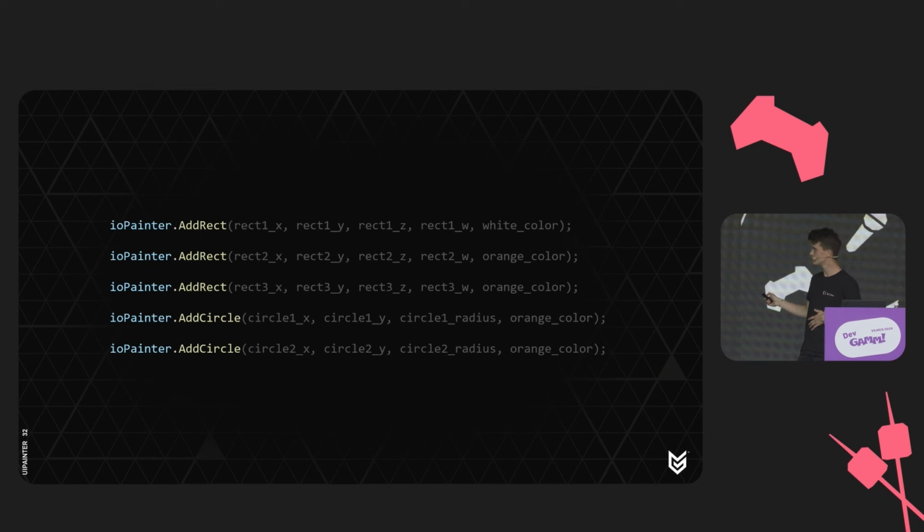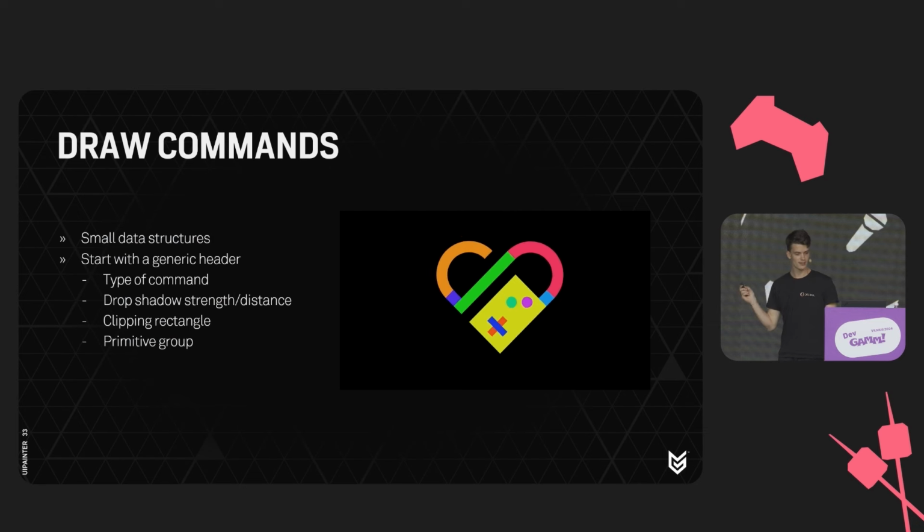All the code is written in C++, as that is something that all our coders are used to. And as you can see, we have a painter class that has some functions to create what we call draw commands. So draw commands are small data structures that describe a primitive that the UIPainter can draw. It starts with a generic header, such as the type of the command, like a rectangle, a line, or a triangle, drop shadow and strength, clipping rectangle, as well as the current primitive group.